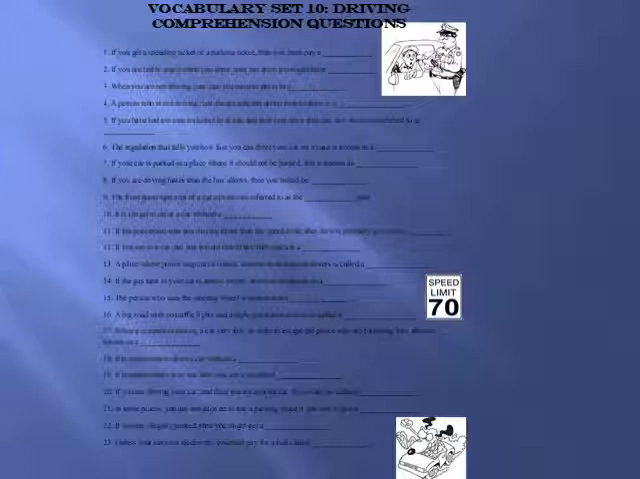Number seven, if your car is parked in a place where it should not be parked, this is known as illegal parking. Number eight, if you are driving faster than the law allows, then you would be speeding. Number nine, the front seat of a car can also be referred to as the driver's seat.